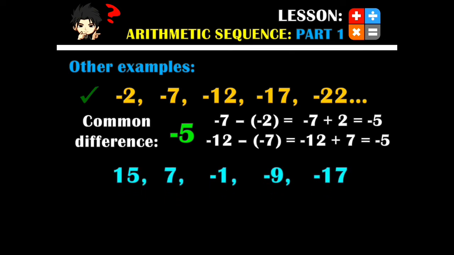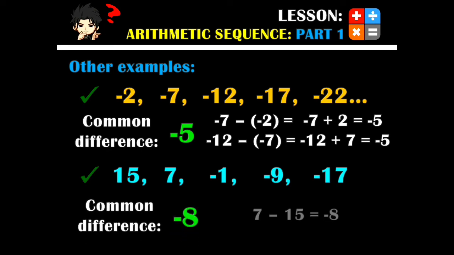How about this one? Is this an example of an arithmetic sequence? Yes, this is an arithmetic sequence. The common difference is negative 8. How? 7 minus 15 is equal to negative 8. Or, you can subtract negative 1 and positive 7 to get negative 8.